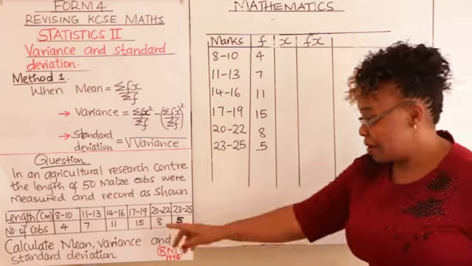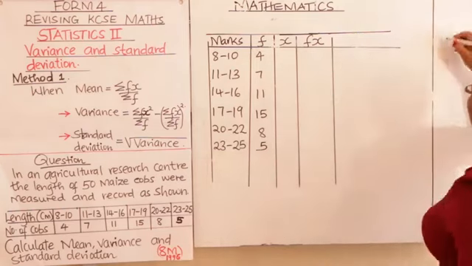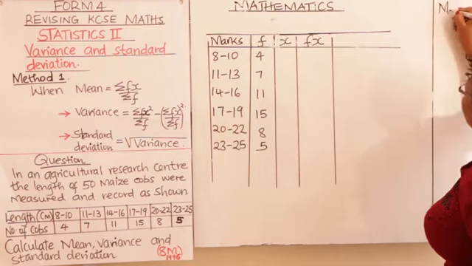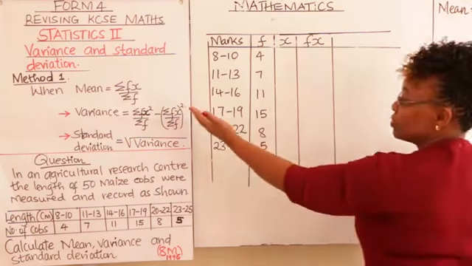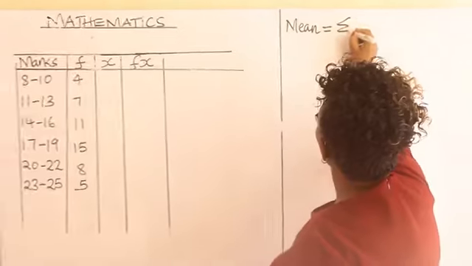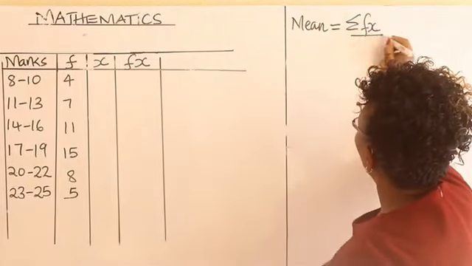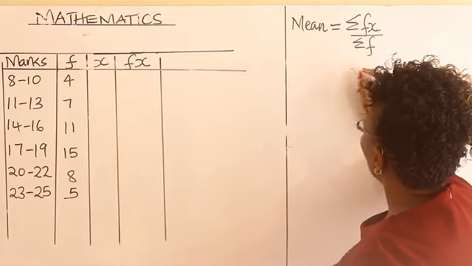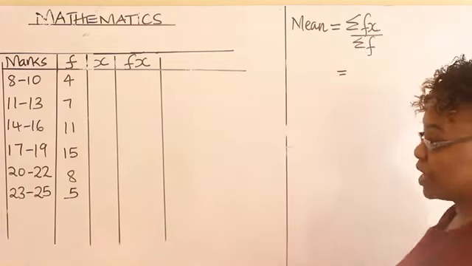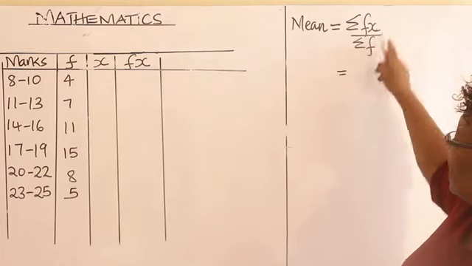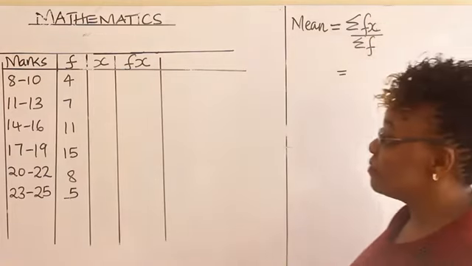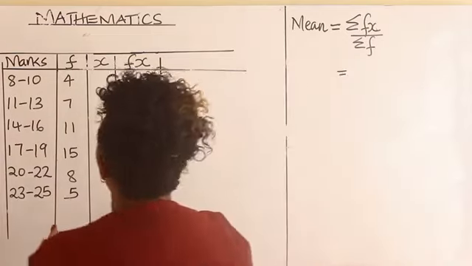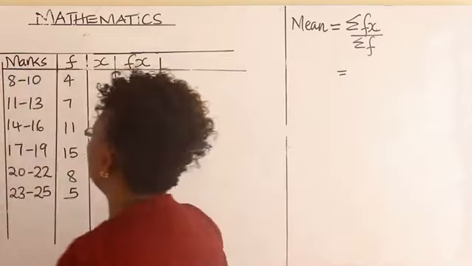Now, learner, let us calculate the mean. So, mean of such a group, because we are using this formula here, is equal to sum of fx over sum of f. And therefore we need this column here so that we add, and we need the frequencies so that we add. So let us fill in these.